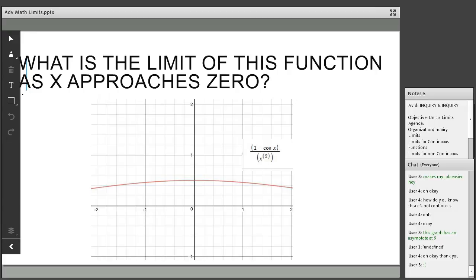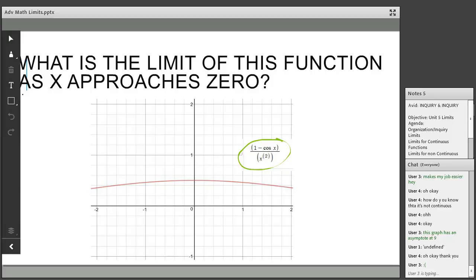I think that those are all the examples of limits. I might have put another one in. Oh, here, this is another one. Remember I said trig functions. You might end up with functions that have trig functions. So I want you to take a look at it. This is our function: 1 minus the cosine of x over x squared.